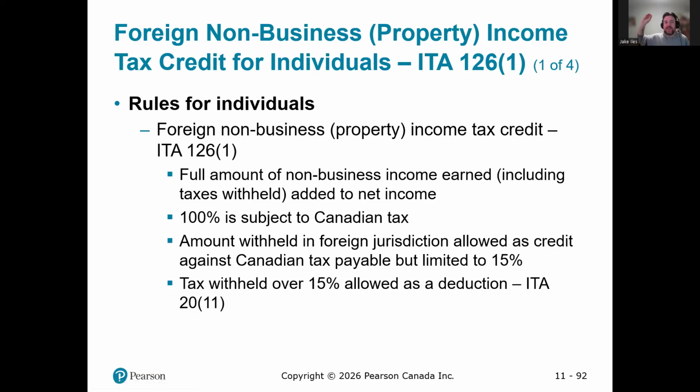So back to our example: if I had a $100 dividend and the foreign country withheld $17, I would have received 83. My tax credit will be 15, and the $2 difference will be considered an expense related to the income. So I won't report 100, I'll report $98 and then recognize that tax credit for the 15. 98 minus 15 gets us to the 83 we actually received. So up to 15% is the tax credit. Anything above 15% is treated as a deduction.